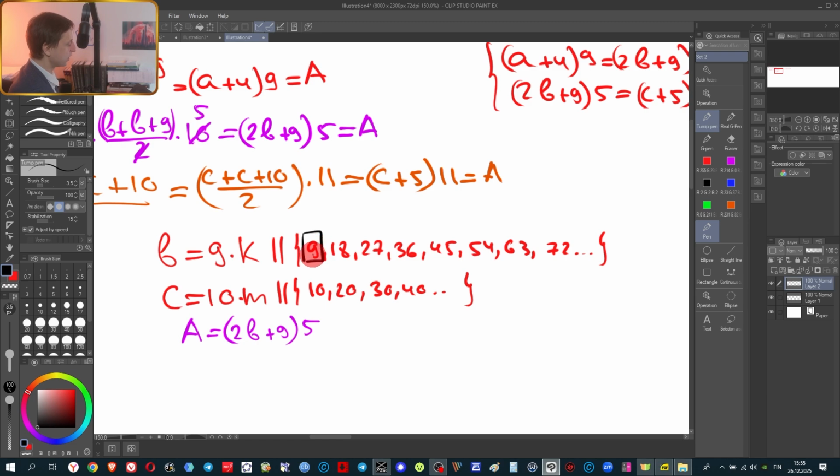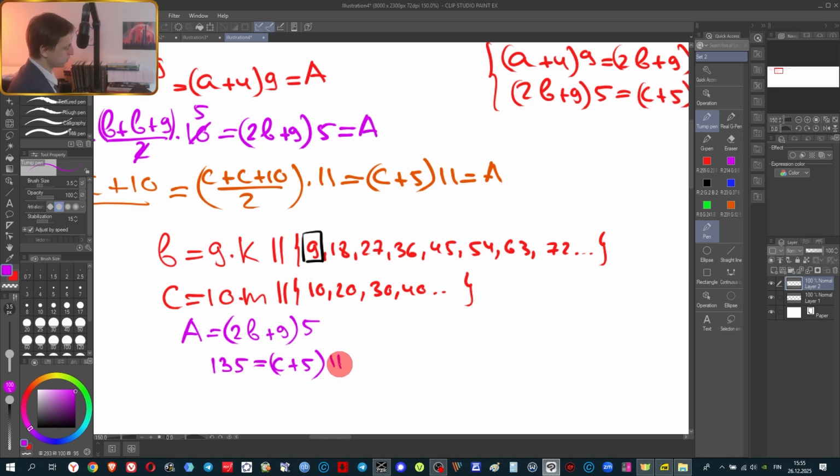Let's look at b equals 9, and we'll figure out if it works for us. Let's substitute b equals 9. 18 plus 9 is 27, times 5 is 135. So in this case, the value of a is 135, and it must also be representable as (c plus 5) times 11. We need to find the value of c. So will it be some integer number? That's what we need. We need to find if it works for some integer number c.